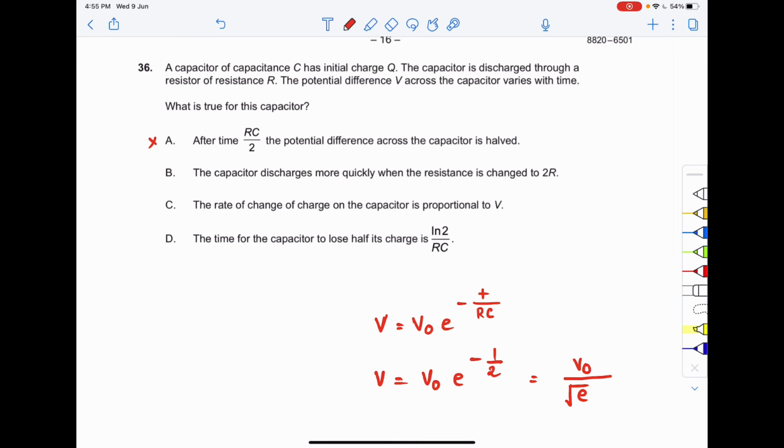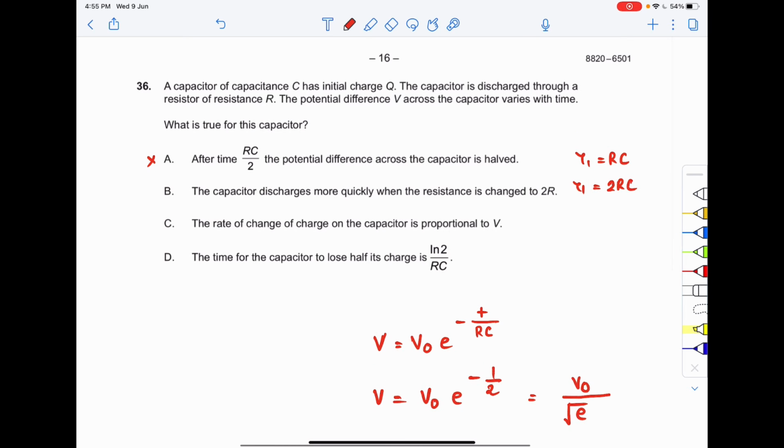The capacitor discharges more quickly when the resistance is changed to 2R. Okay, so when the resistance is changed to 2R, the initial time constant was RC. Now the time constant is 2RC, right? So we know that when the time constant increases, the capacitor discharges less quickly. So that means the capacitor takes a while to discharge. So option B, that the capacitor discharges more quickly, is also wrong.